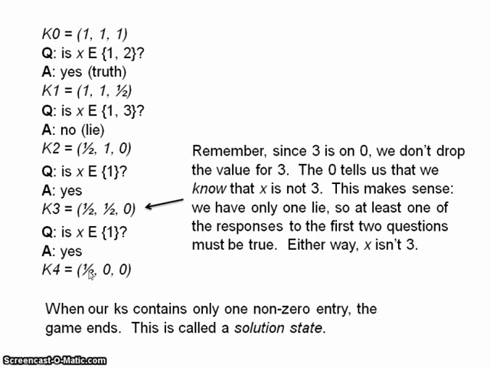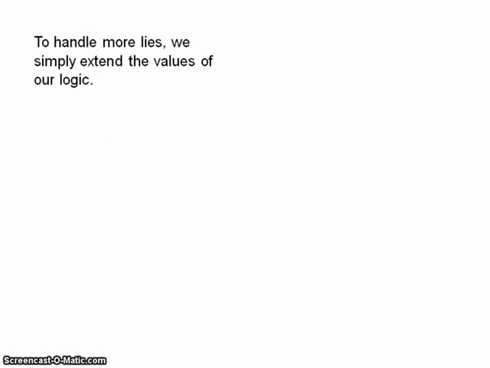Now this method will work every time. It's a simple decision procedure for finding the number. So it's a fairly simple method that will work every time. To handle more lies, we need to extend the truth values of our logic. In the case of one lie, we had a 3-valued logic with the values 0, half and 1. And recall what I said earlier, for n lies we need an n plus 2 valued logic.